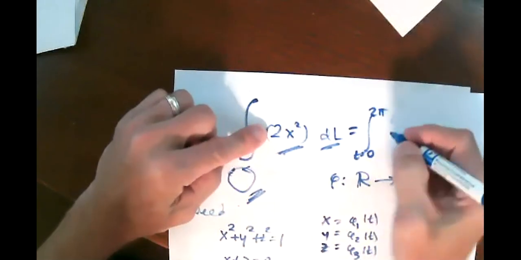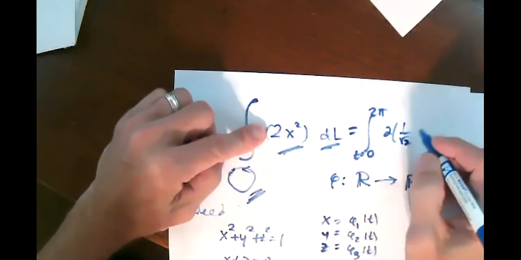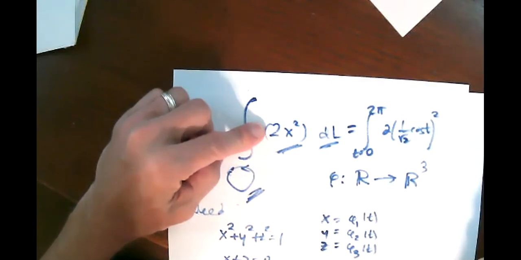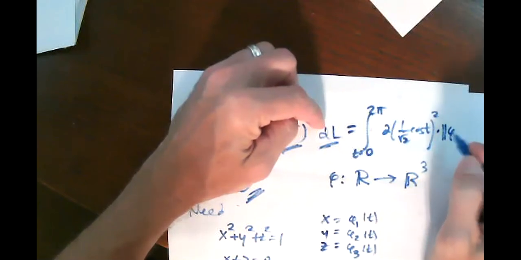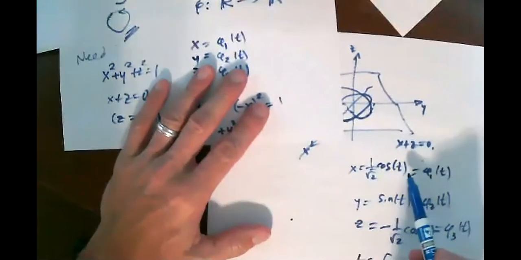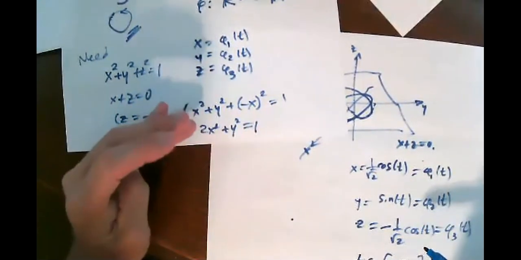The value of the function has now been written as 2 times 1 over square root of 2 times the cosine of t. That's what has to be squared. And then you need to multiply by that fudge factor. It's always going to be the magnitude of your velocity vector, phi prime of t, integrated with respect to t. So I have to come back to my parameterization and compute x prime, y prime, and z prime, and look at the magnitude of that vector.